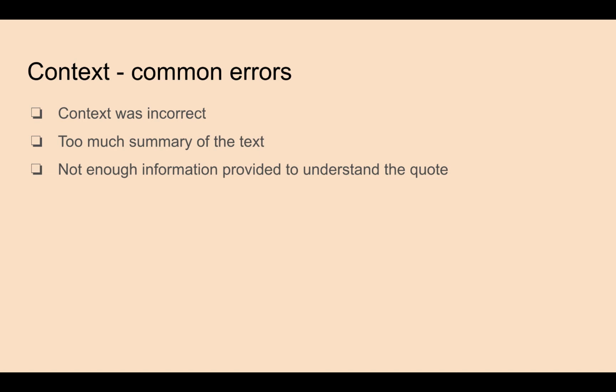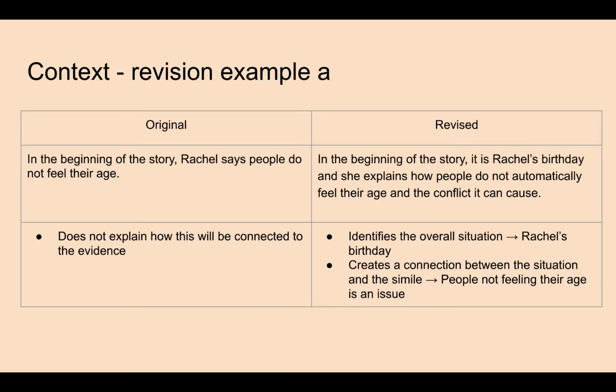Sometimes students included too much summary of the text, so their context would include way too much information. The other side of that was that sometimes students wouldn't provide information that was sufficient to help the person reading your paragraph understand the quote. So here's an example of what that last one might look like because we saw that mistake quite a bit. So for example, a lot of people wrote context that sounds like this.